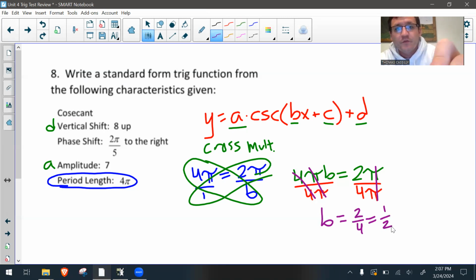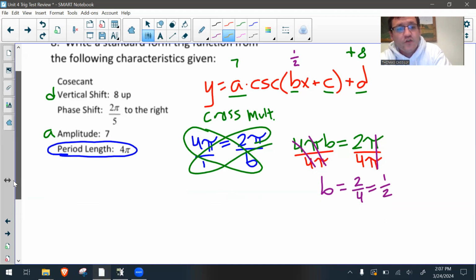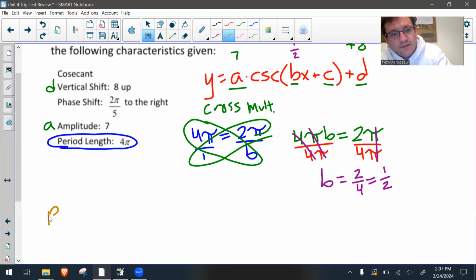So far, here's where we're at. The amplitude is 7, the vertical shift is 8, and it's up 8, so it's going to be a plus 8. Let me fix that, plus 8. We just figured out B. B is 1/2. Now, the last thing we need to do is figure out the C value. And our C value, our phase shift, I'm going to abbreviate that. I'm going to put PS for phase shift. PS is equal to negative C over B.